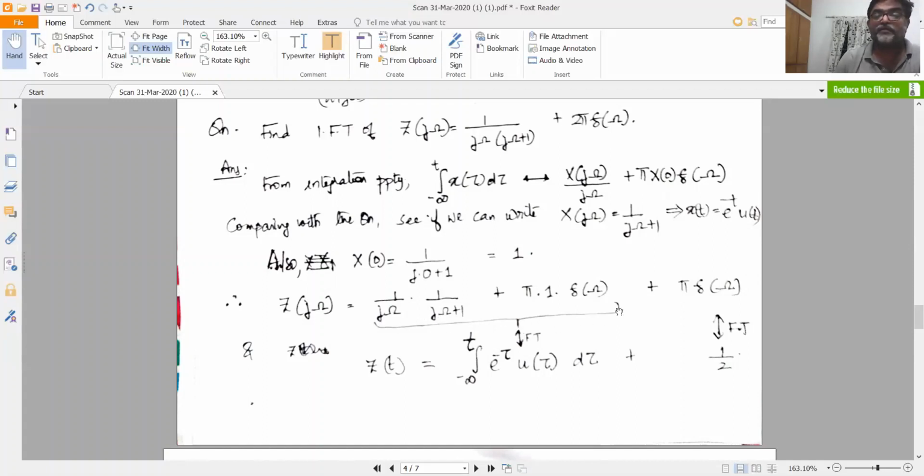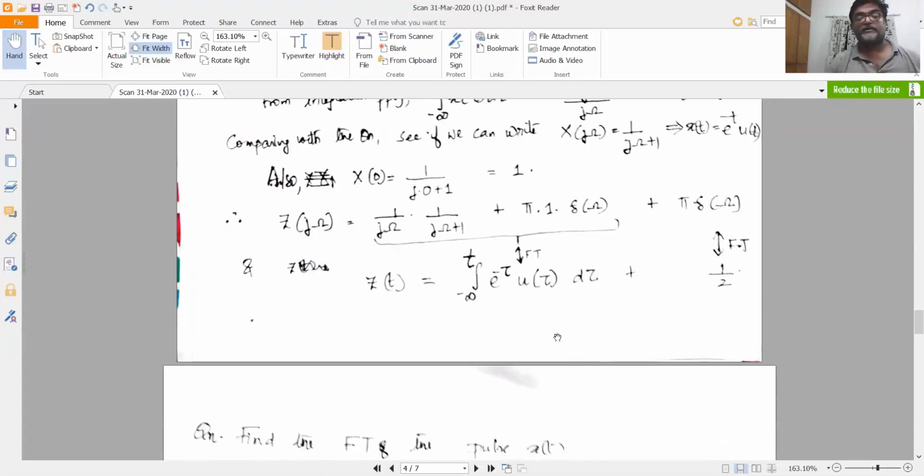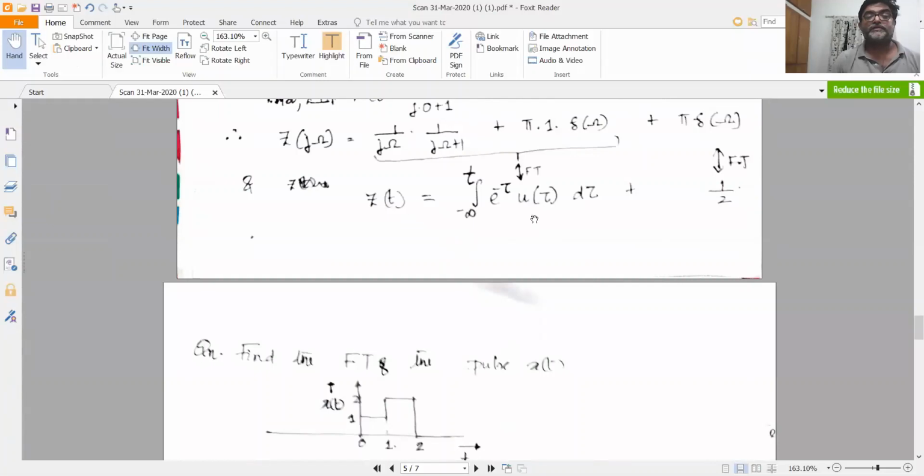So from the linearity property, we can find the inverse Fourier transform as a sum of the inverse Fourier transforms of these two parts. So this evaluates to integral from minus infinity to t of e raised to minus tau u(tau) d tau, plus 1 by 2. Why? Because 1 has a Fourier transform of 2 pi delta(omega). Now that is x(t).